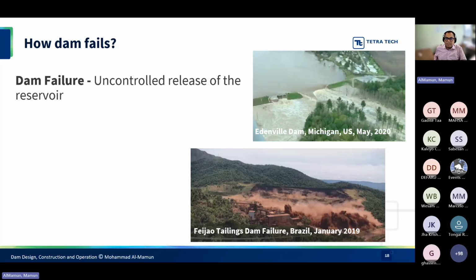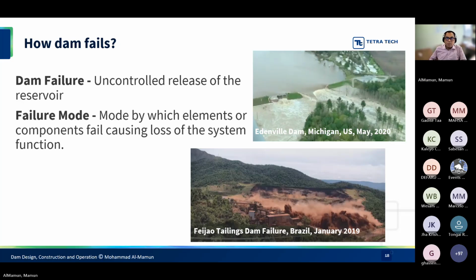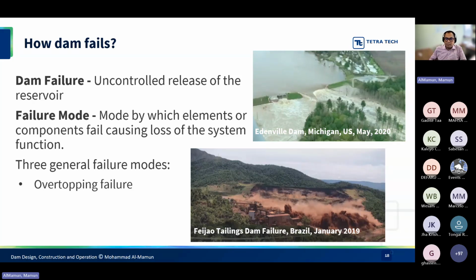So by definition, as I said, any uncontrolled release of the reservoir or loss of function of the facility would be considered a failure. Now, there are predominantly three key failure modes. Either we can lose control of the reservoir level, so it will overtop. As an example, a failure happened in Michigan back in 2020, where they had a flood and lost control. The spillway didn't work, and the dam overtopped and started to fail, right?